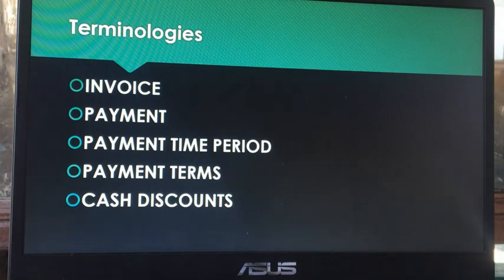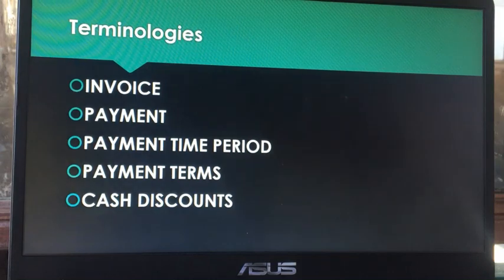So in learning cash discounts, we have to take note of the following terminologies. These are the terminologies that we are going to encounter as we solve cash discount. First is the invoice, second is the payment itself, third is the payment time period, fourth is the payment terms, and lastly, the cash discount. I hope you are going to take note of these following terms.